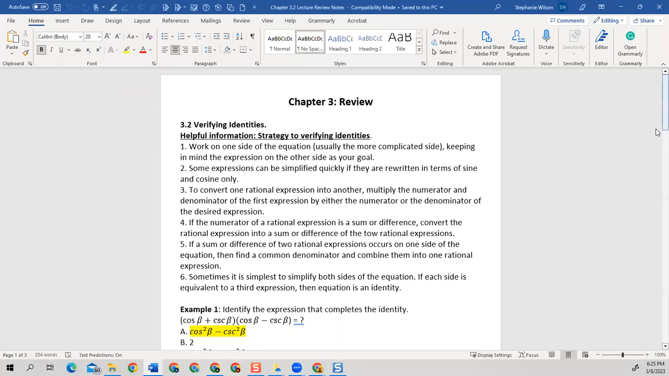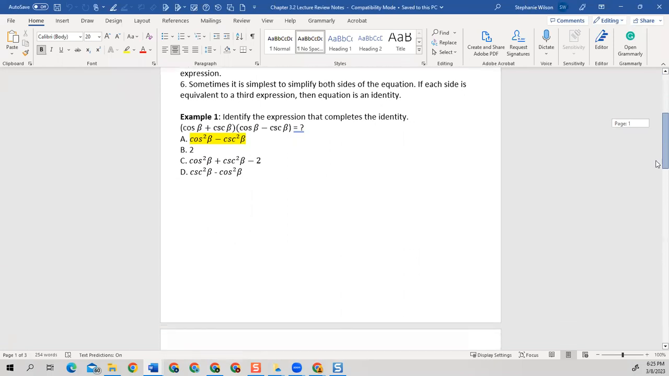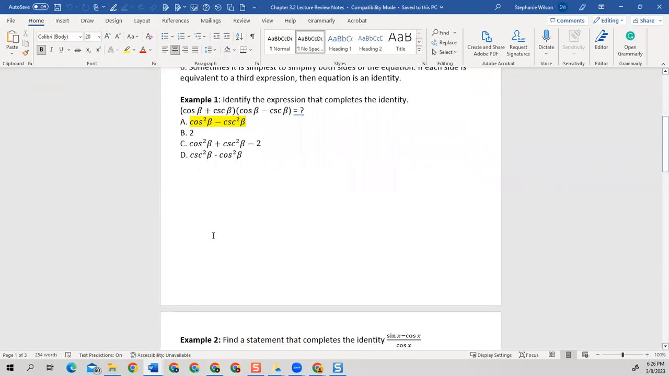So what we're going to do is jump in there and start doing some work. I apologize, I have the answer already highlighted, but let's talk about why that is the correct answer. It says identify the expression that completes the identity. They gave us one side and asked what equals the other side. We have 4 choices to choose from. However, let's do a little bit of work to determine that.